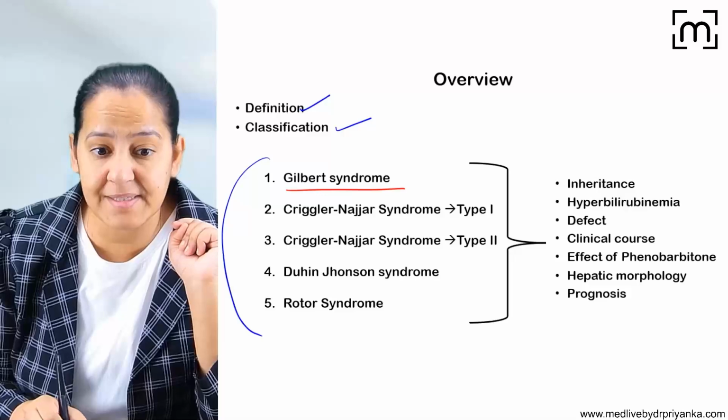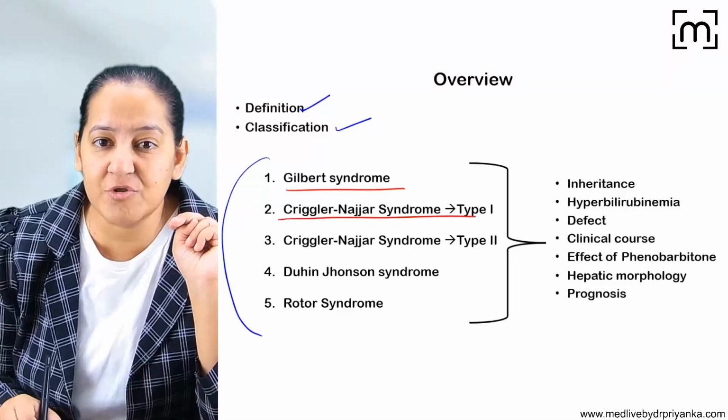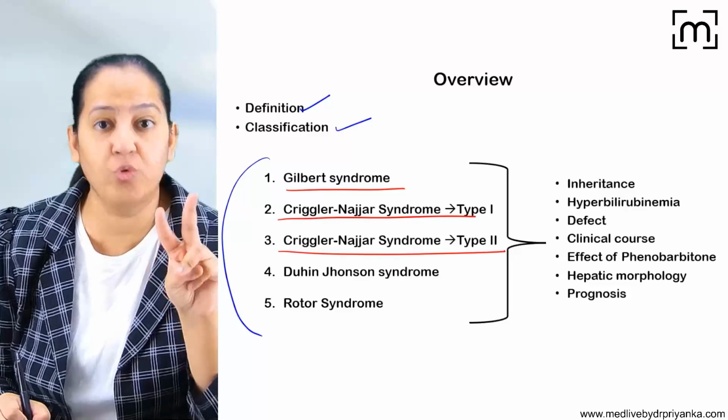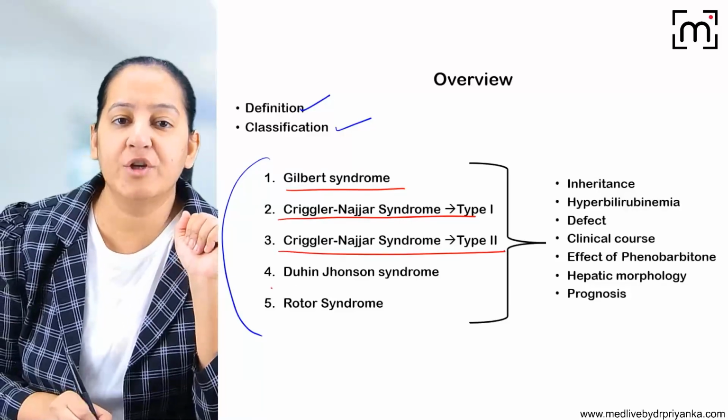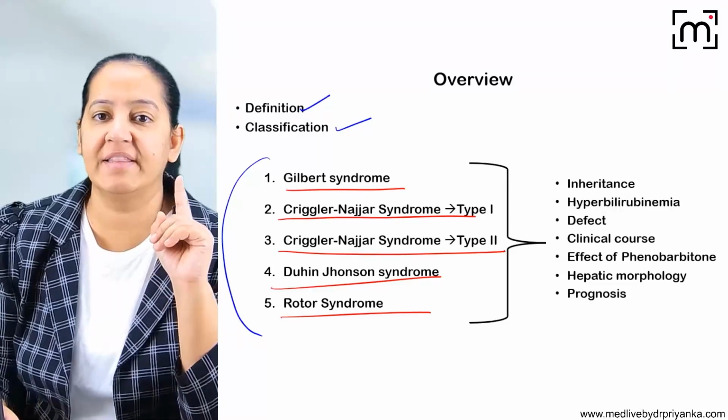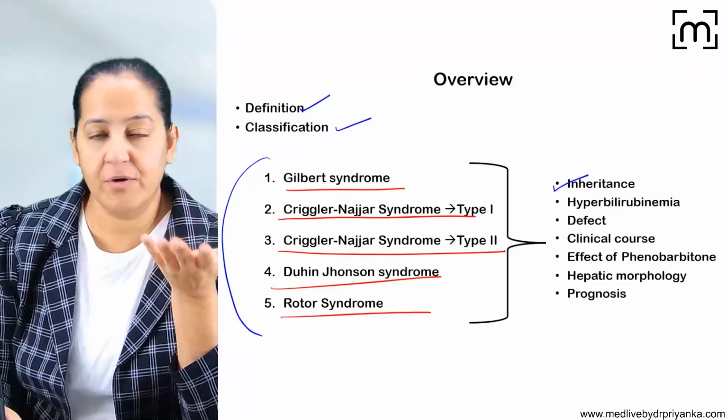The first one is the Gilbert syndrome. The second is Crigler-Najjar syndrome type 1. Then Crigler-Najjar syndrome type 2. Crigler-Najjar syndrome is of 2 types, type 1, type 2, we will see both. Then Dubin-Johnson syndrome and Rotor syndrome. We will see these under a fixed set of headings, that is their inheritance, because they all are congenital.